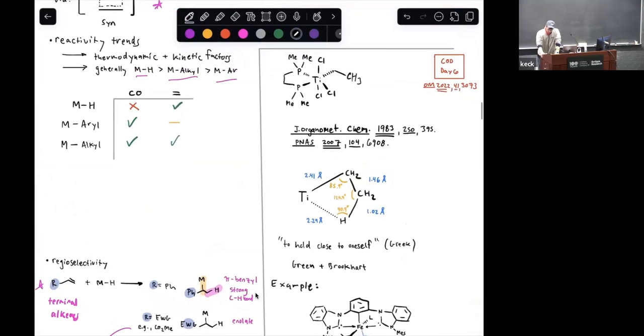Okay, so let's now go back to that point I made about agostic interactions, and we'll linger on that for a moment. So what do we mean by agostic interaction? Where does this funny term come from? And that brings us to our day 6 chemist of the day.